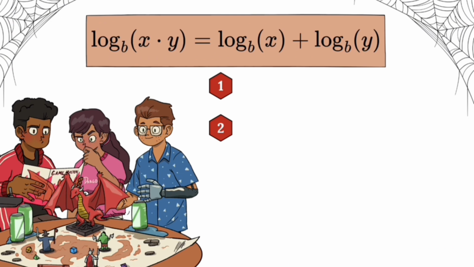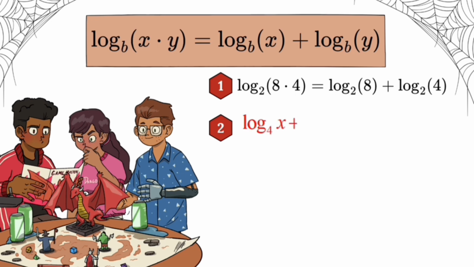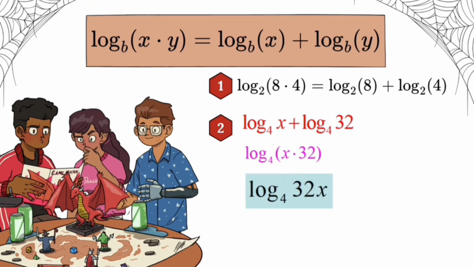For example, log of 8 times 4 with base 2 is equal to log of 8 base 2 plus log of 4 base 2. Another example, log of x base 4 plus log of 32 base 4. Using the formula, it will become log of x times 32 with base 4. Multiplying the numbers inside the parentheses, it will become log of 32x with base 4. Translation, multiplication becomes a quick and easy sum.